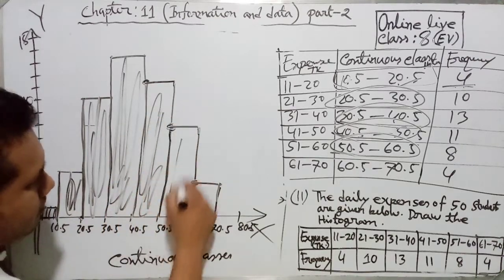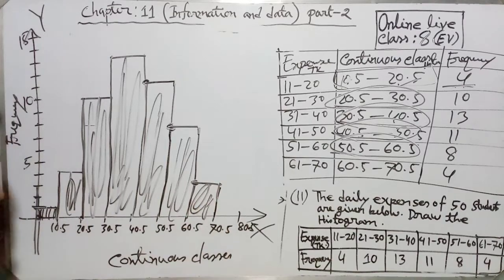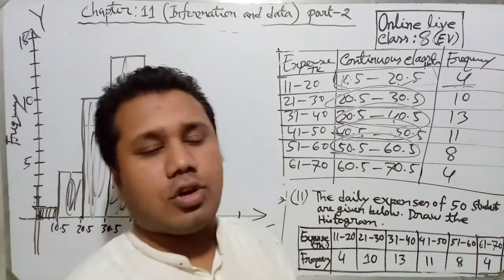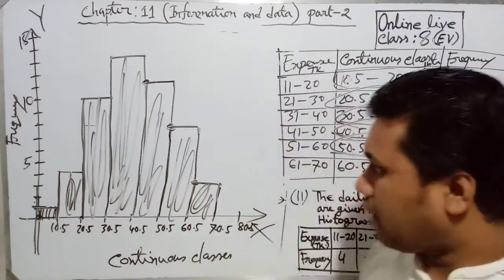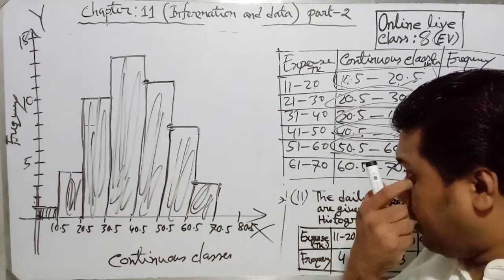Now join it. So dear students, now you can make the shadow, black shadow, by using your pencil. You can show it. Now dear students, this is our histogram. Already in class 7 we know how to draw it.